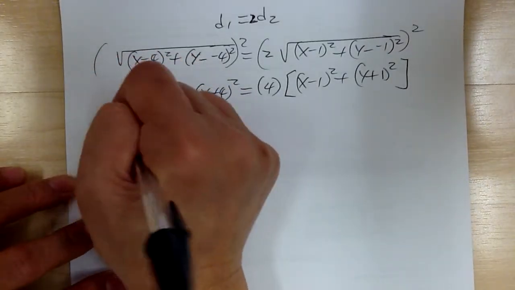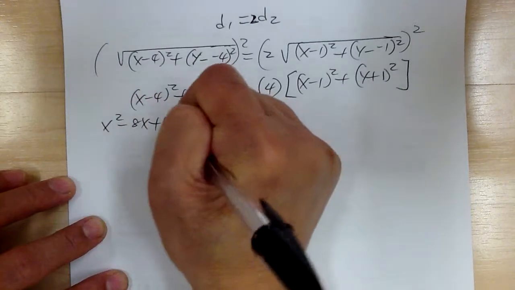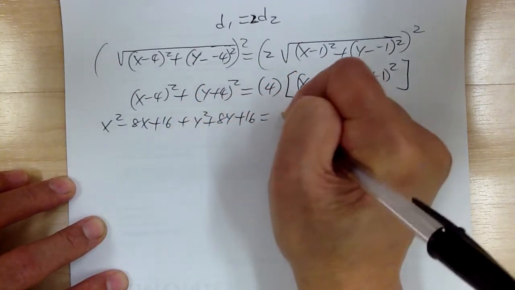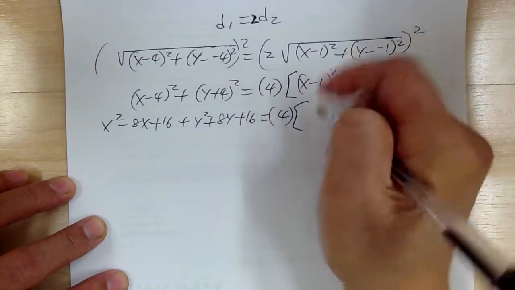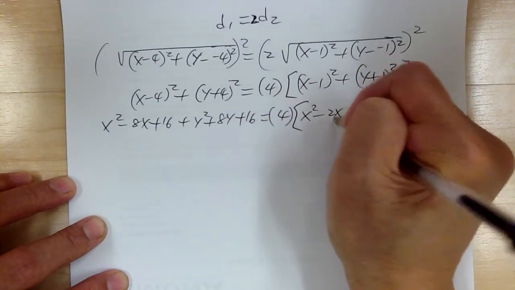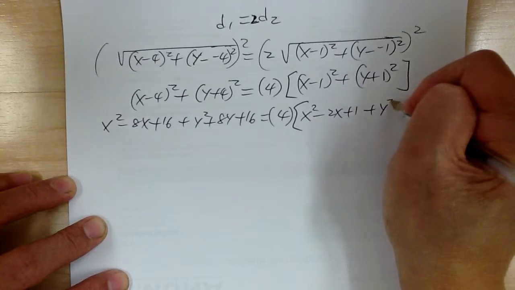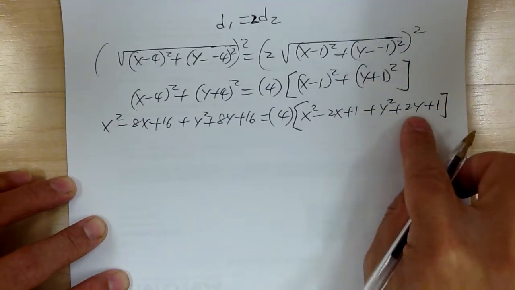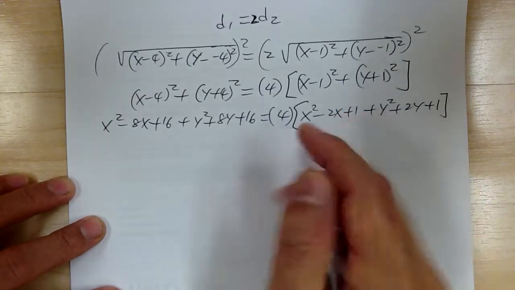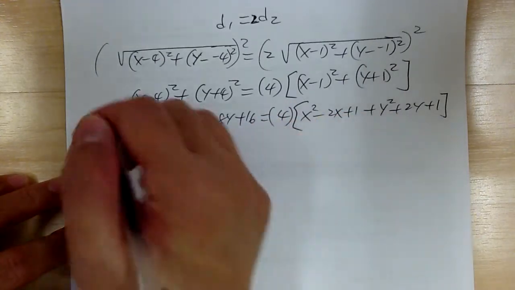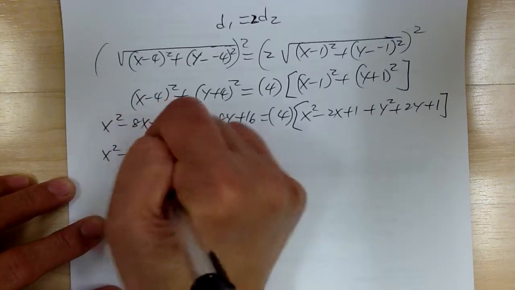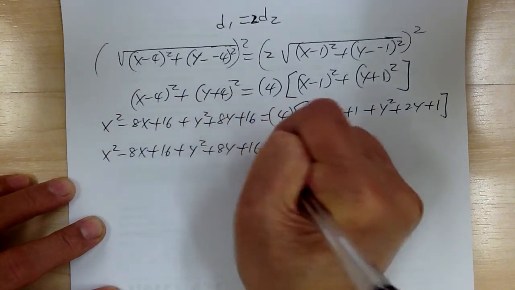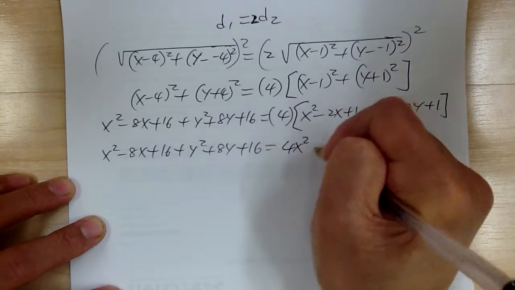So you get x² - 8x + 16 + y² + 8y + 16 equal to 4 times (x² - 2x + 1 + y² + 2y + 1). So make sure you multiply your middle term. Now you have to multiply by the 4. You have to distribute. So distribute for each term.